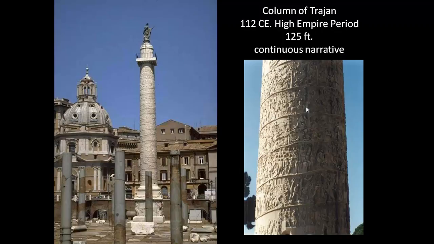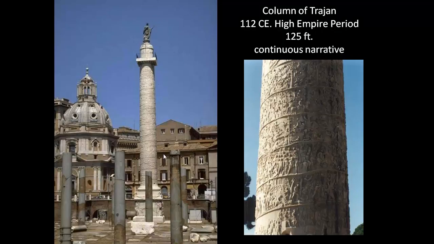We will see this in this class when we get to the Middle Ages. So huge continuous narrative. And then at the top, originally there was this very heroic and again nude image of Trajan. Now in the Middle Ages it was seen as being vulgar to have this nude sculpture out in public, and so it was replaced with a sculpture of St. Peter. So this is not a sculpture that's part of the original monument.